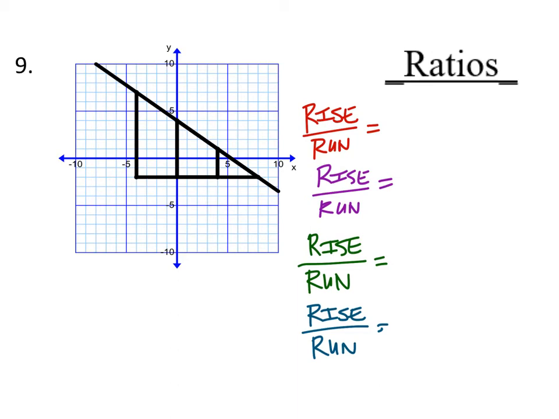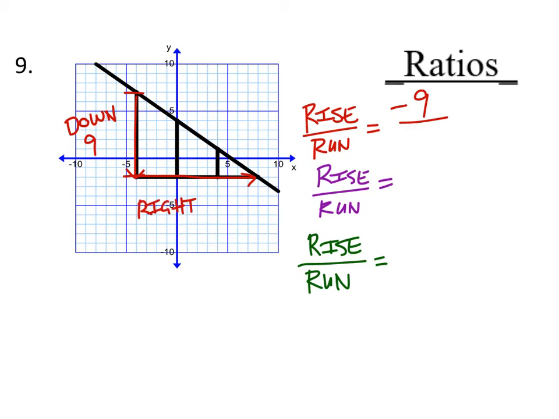Number 9, this one has 3 triangles, so find the ratios for the 3 triangles. This one goes to the right. How far? 4 and 8, 12.